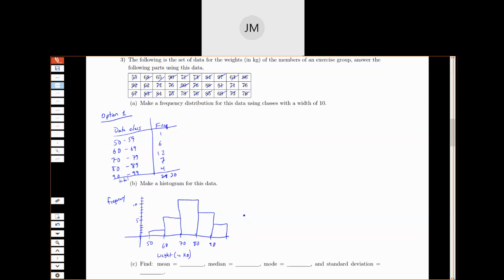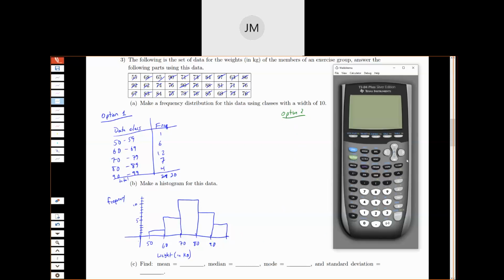Now, once we get to mean, median, mode, and standard deviation, that's where we don't want to be doing things by hand anymore. That's where I want to enter all of this into my calculator. We could have started this by entering in your calculator. I'm also going to show you a second option where we make a different choice for the start of our data class. If we pick a different start for the data class, I might get a slightly different looking histogram, but it does not change the mean, median, mode, and standard deviation.